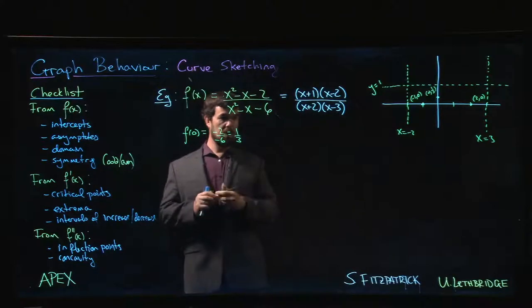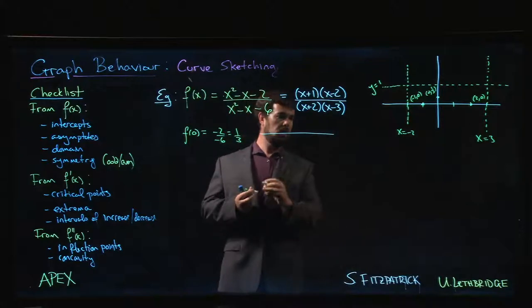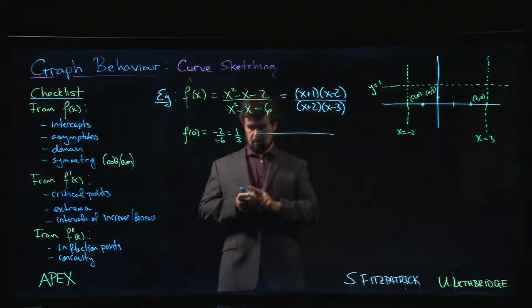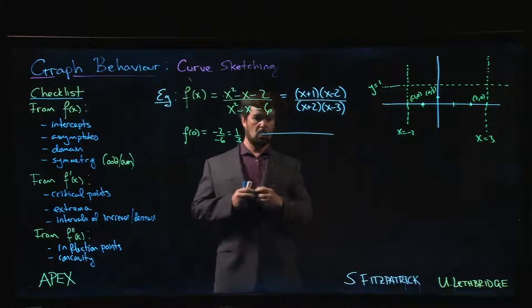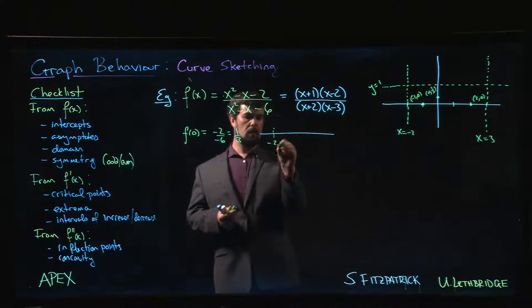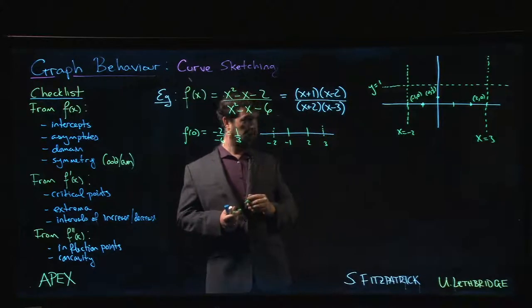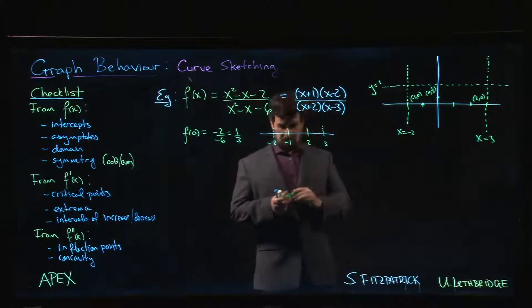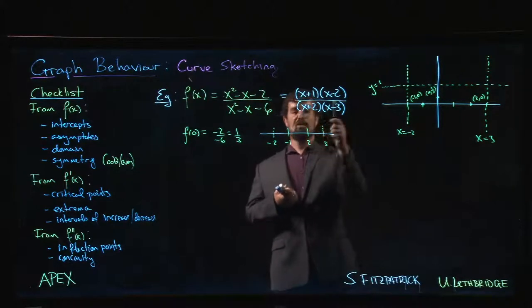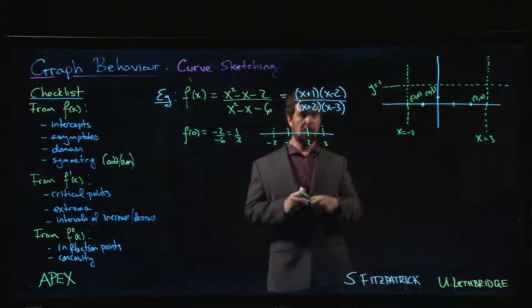There's one more bit of information that we can get before we move on to the first derivative. Okay, let's give ourselves a little number line here. Let's mark off what we found so far. So we mark off our asymptote, our intercept, our other intercept, and our other asymptote. Okay? And once you do enough of these, you start kind of getting the hang of filling out the signs on these number lines pretty quickly.